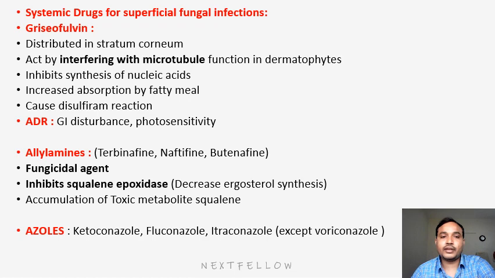Next is systemic drugs for superficial fungal infections. Previously we discussed systemic drugs for systemic infection. These are systemic drugs that we give by the oral route, and they act on superficial infections. What are those? Griseofulvin. Griseofulvin is mainly distributed in the stratum corneum. It acts by interfering with microtubule formation, that means cellular division. That's why it mainly interferes with microtubule function in dermatophytes.